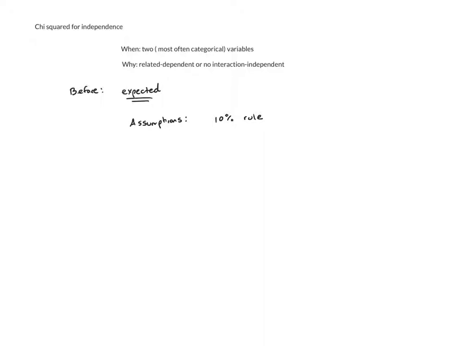Another assumption is a restriction on how small it can be. That is, we need our expected count to be at least 5. Now, there's a little bit of a caveat to this: it's okay for maybe 1 or 2 of our expected counts to be under 5. At most, 20% can be under 5.